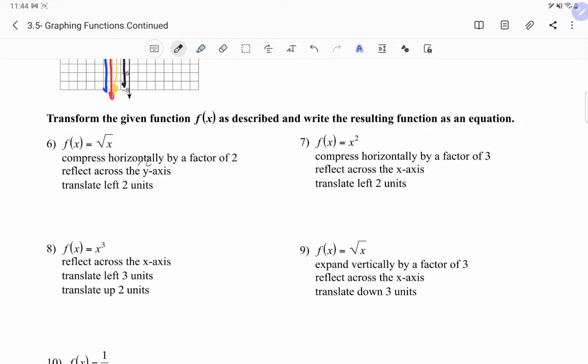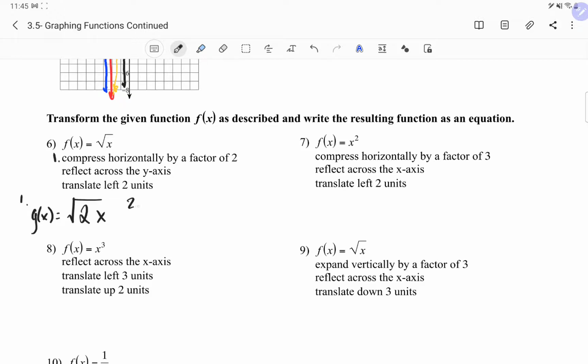So it is horizontal compression. Okay, so if it is a compression, it is going to be on the inside. So let's go ahead and call this g of x equals. Okay, so it is only multiplying the x value. So here is the first compression, right?